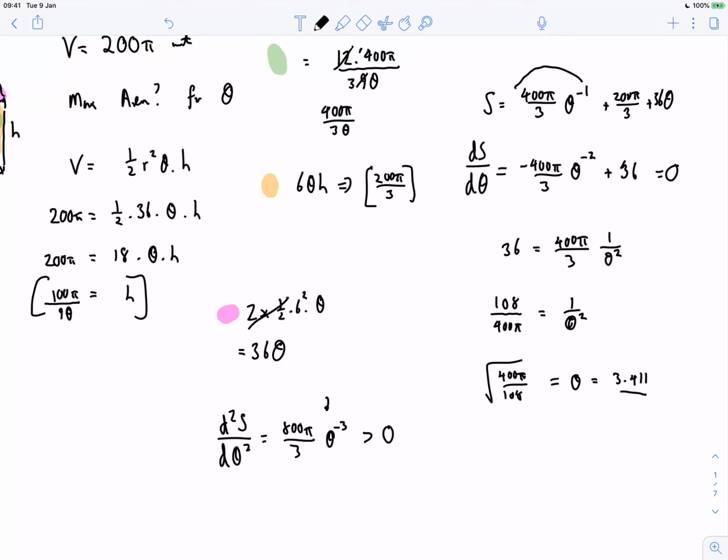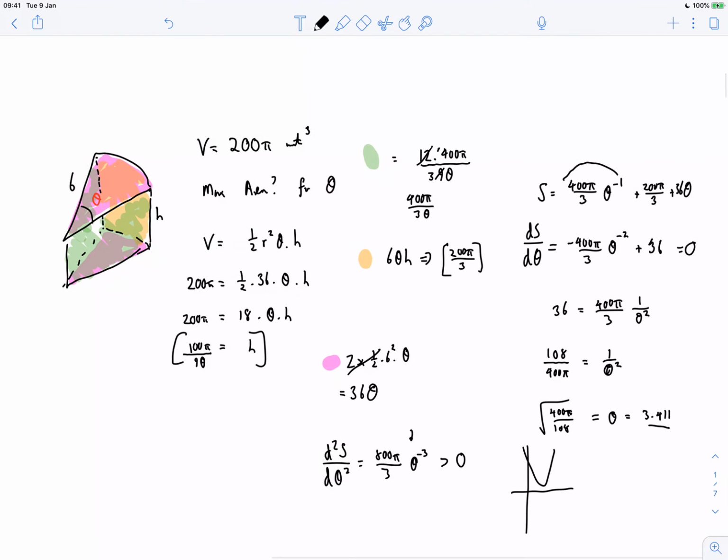Is that right? No, it can't be right, because then that means it's a minimum. Where have I made a mistake? Oh, interesting. So it looks like this will actually give a minimal surface area. Just out of curiosity, when theta is that, what's going on over here for h?